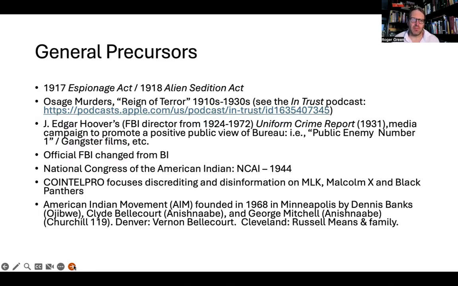Then we get J. Edgar Hoover's FBI, with him being the first director. There are a few earlier forms of the FBI. It changes from the Bureau of Investigation to the Federal Bureau. But we get J. Edgar Hoover, who's the director from 1924 to 1972. They put out in 1931 this thing called the Uniform Crime Report.